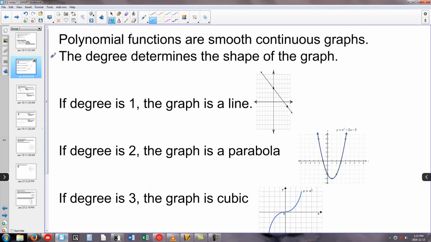The degree of a polynomial is the same as the biggest exponent on an x. So this might be y equals negative 4 fifths x plus 3. So this is the equation of that line, but what's the exponent on x? It's a 1. So degree 1 means we're going to have a straight line.